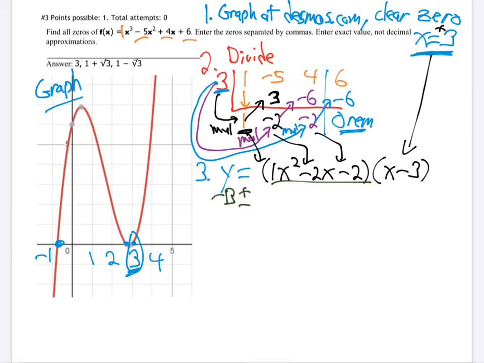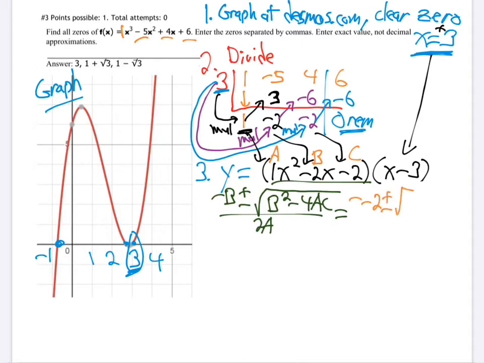It's always step 3, negative b plus or minus the square root b squared minus 4ac all over 2a. So here's the a, here's the b, here's the c. So negative -2 plus or minus the square root of b squared, -2 squared, minus 4 times a times c, which is -2, all over 2a. Okay, what's that? So we got double negative here. You know that's going to be positive 2.